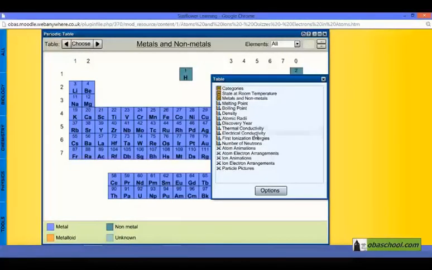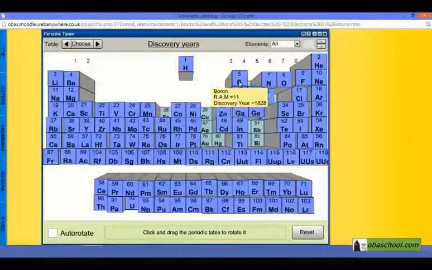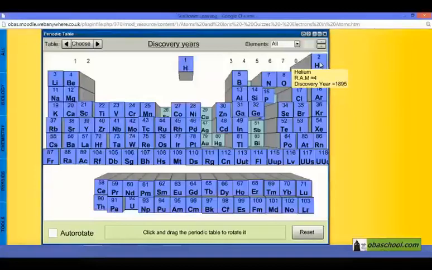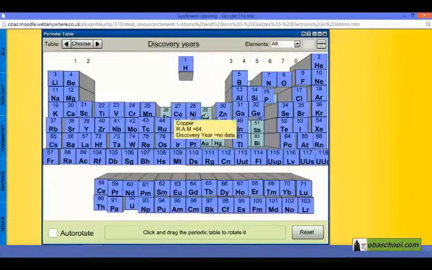And you can also choose the option discovery year. So you can see when was each element discovered, and if you hover the cursor over the element, you will see the year. For example, helium in 1895, and the same thing goes for the elements below. Copper, for example, has no data regarding the discovery year.